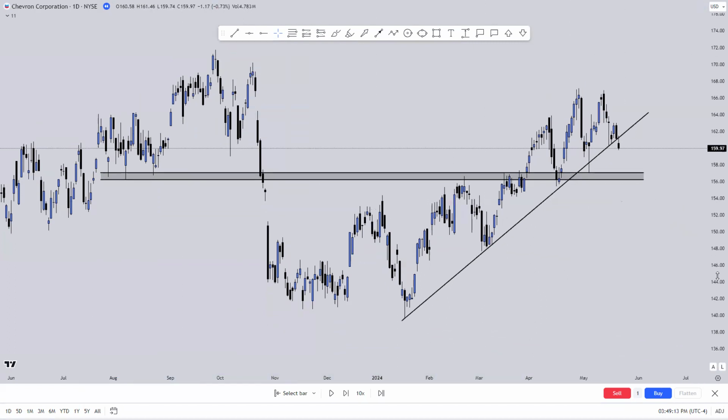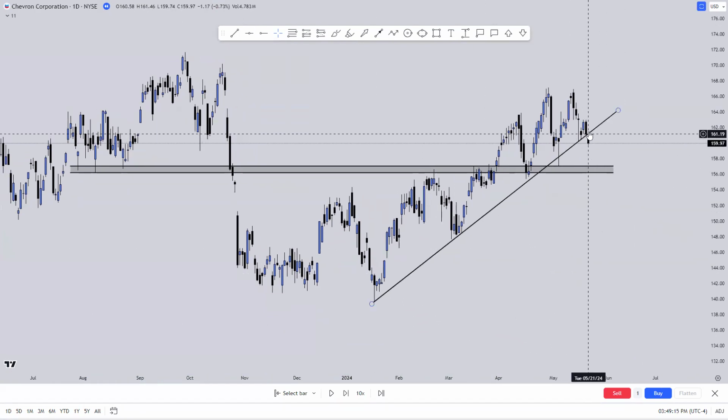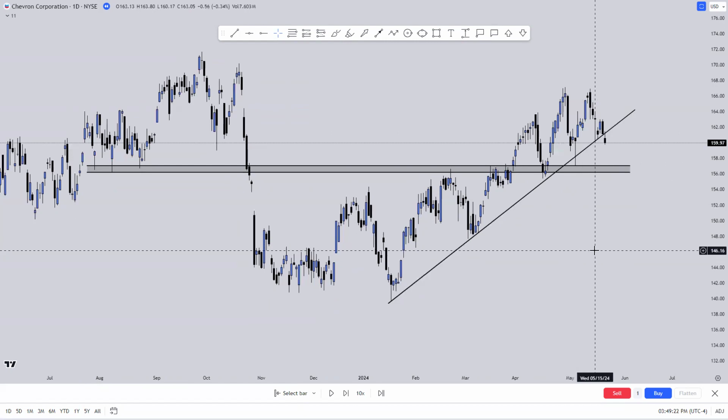So there we go. You can see once we break this trend line, I was looking for the price to move down into the next demand, which would be right here.